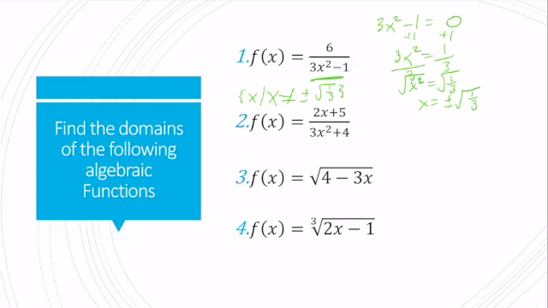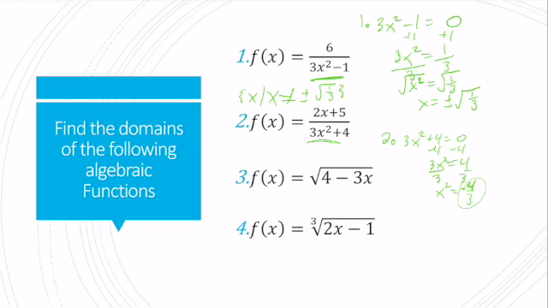Now for this next one, I need to set my denominator equal to 0. So I have 3x squared plus 4 equals 0. If I subtract 4 from both sides, I have 3x squared equals negative 4. I divide both sides by 3, and I get x squared equals negative 4/3. Now here's a problem. I'm going to have to take a square root of a negative, and that's going to give me a complex number.